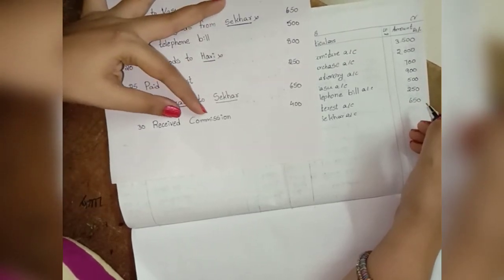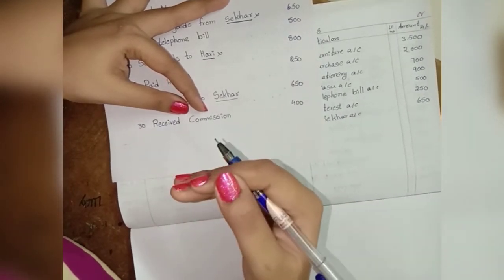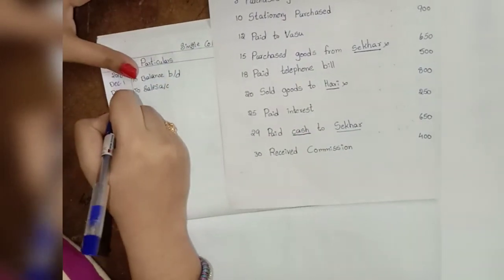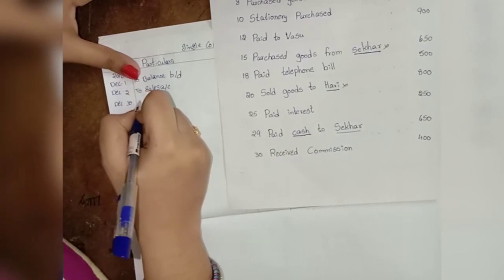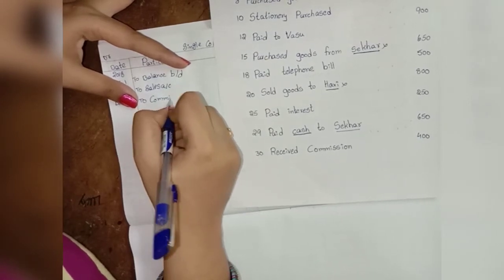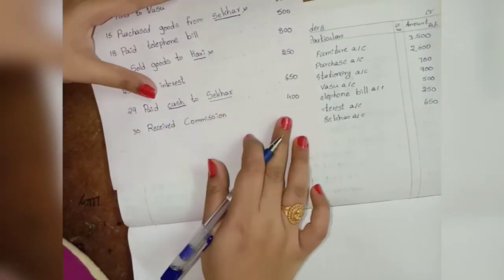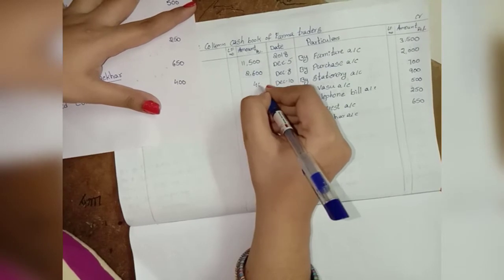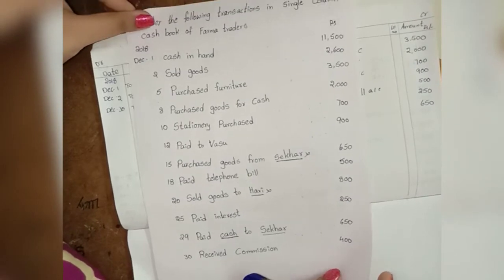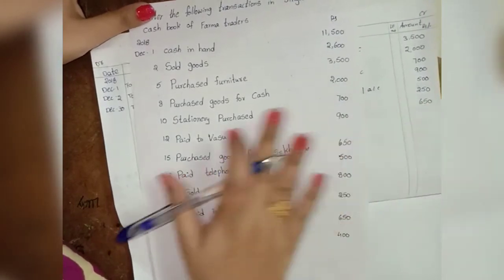Next, received commission. We have received the commission. So it is in debit side. December 30th, to commission account. The amount is 400. So these are the transactions of Pharma Traders in the month of December. There are no more transactions. We have entered the transactions here.